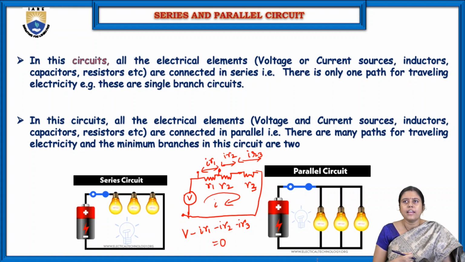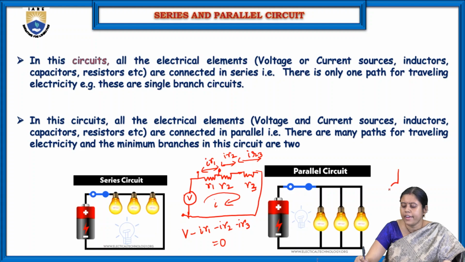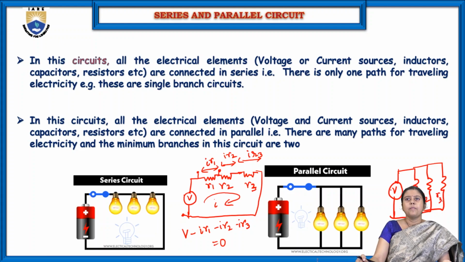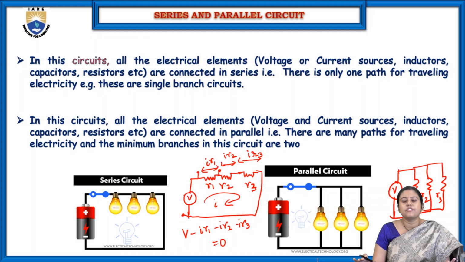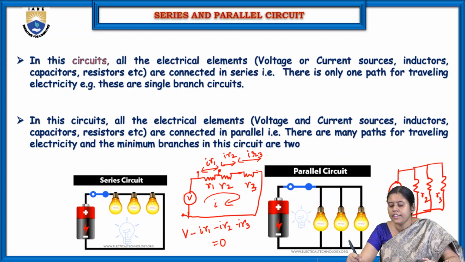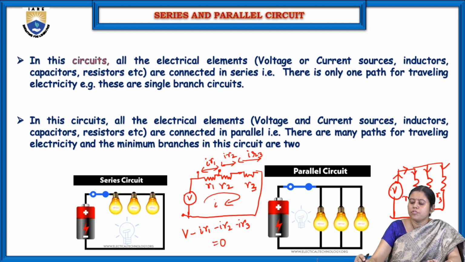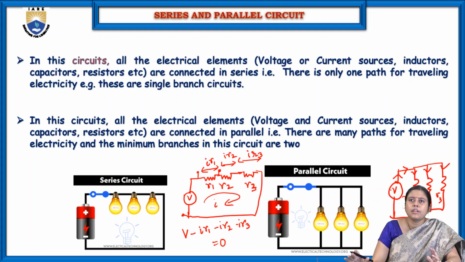In these circuits, all the electrical elements are connected in parallel. So if I want to draw it, all the circuit parameters are connected in parallel. That is, there are many paths for the electricity to travel through the branches. So if we think this is the voltage, the current will flow here, here and here. The current is dividing. So if we think about the parallel circuit, in every branch the voltage is constant.